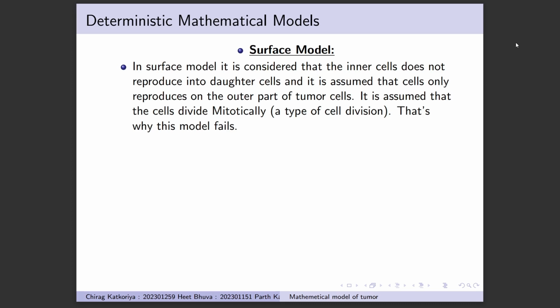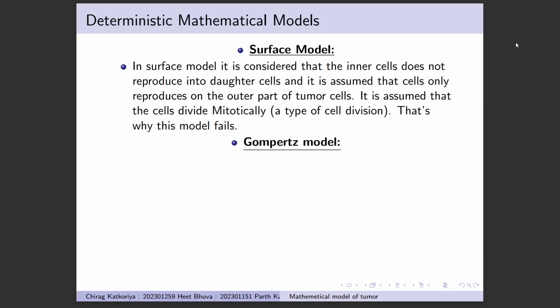Only on the outer part, and the inner cells are mitotically inactive, which is not so practical and not logical. So now we will talk about one of the most famous and used growth equations, the Gompertz model, which best fits the clinical data, and most scientists and researchers use this model to model tumor growth. It becomes very necessary to understand the Gompertz model in order to understand cancer growth.